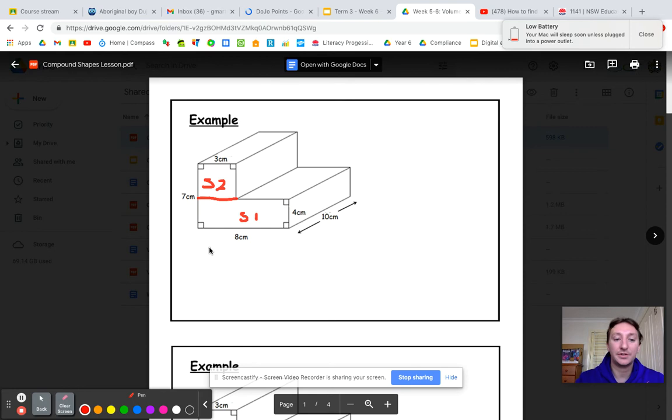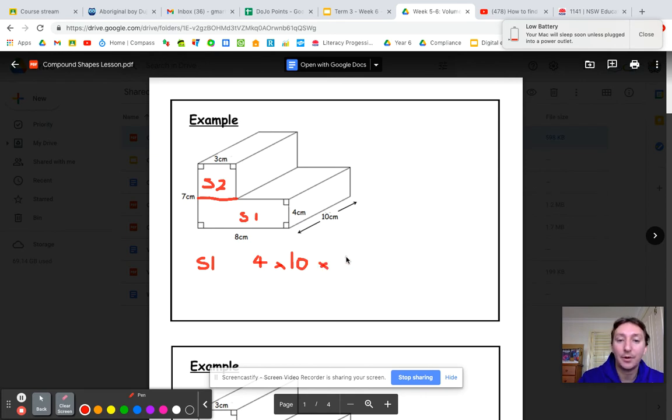So the first thing that I'm going to do is find the actual volume of shape number 1. Now, I do this by multiplying my length times my width times my height. So I can see here it's got a height of 4. It's got a width of 10. And then I need to find out how long it is. Now, here I can see that I've got 8 centimeters. The other part along here, well, it tells me it's 8 centimeters all the way along here. So I'm going to go times 8.